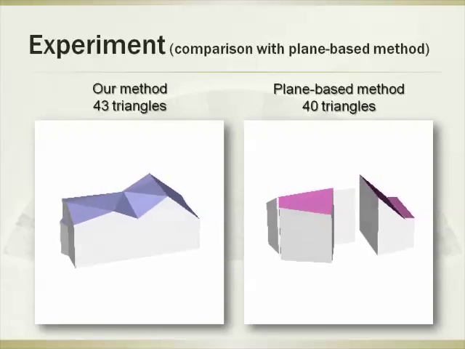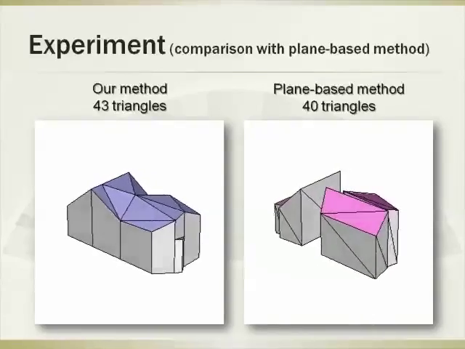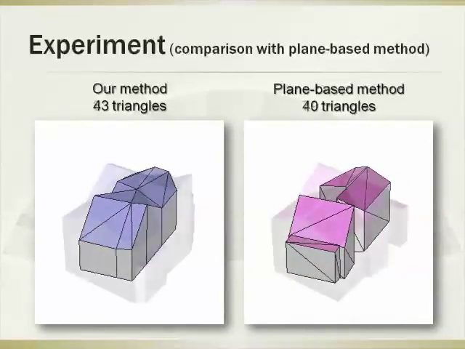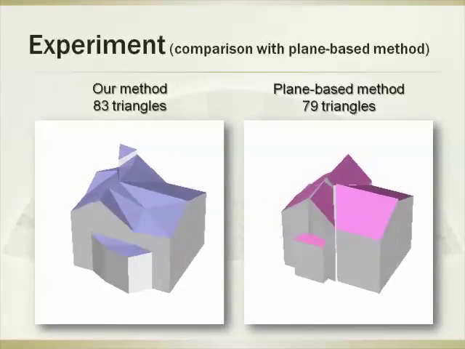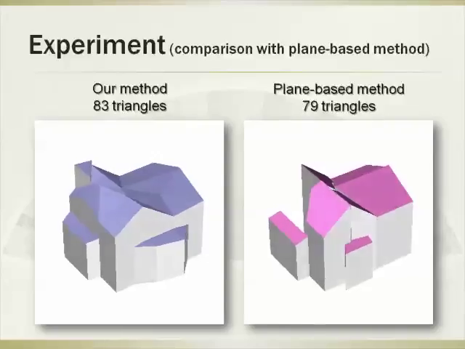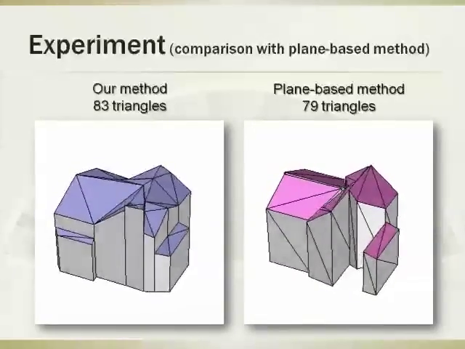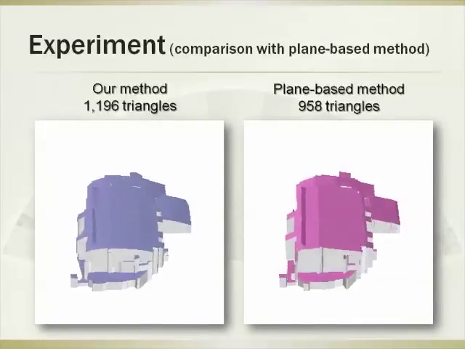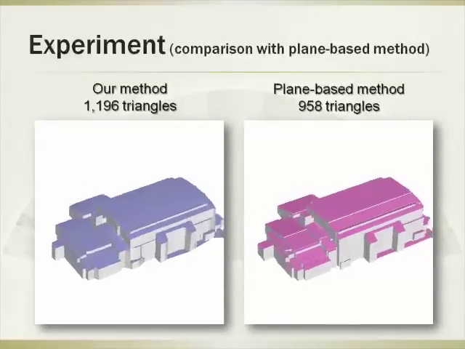The first part is a comparison between our method and the plan-based method. Since the plan-based method does not have any knowledge on the building topology, it frequently generates topology artifacts, including cracks, self-intersections, and missing components, while our method is guaranteed to produce a crack-free model with correct building topology using a similar number of triangles.